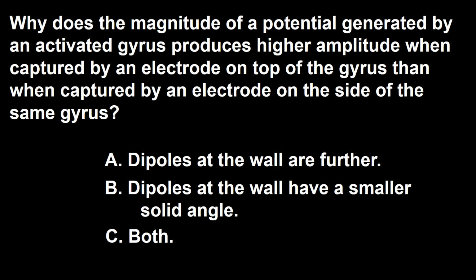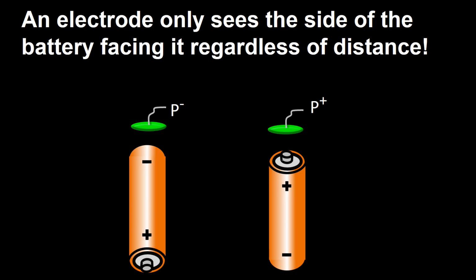Why does the magnitude of a potential generated by an activated gyrus produce higher amplitude when captured by an electrode on top of the gyrus than when captured by an electrode on the side of the same gyrus? A. Dipoles at the wall are further. B. Dipoles at the wall have a smaller solid angle. C. Both. An electrode only sees the side of the battery or the pole of the dipole facing it, but it does so regardless of distance.